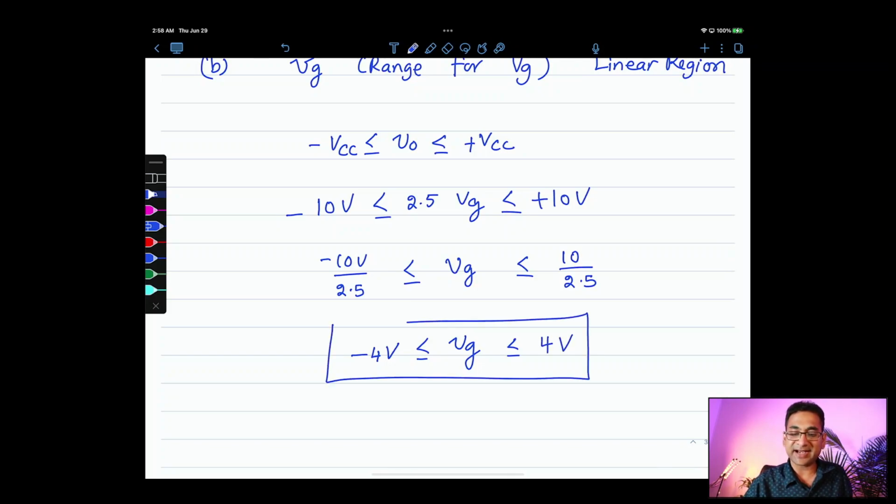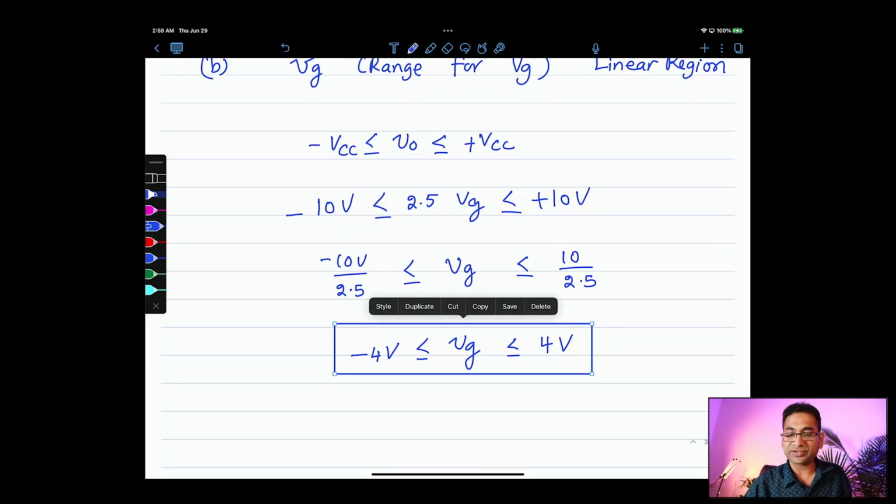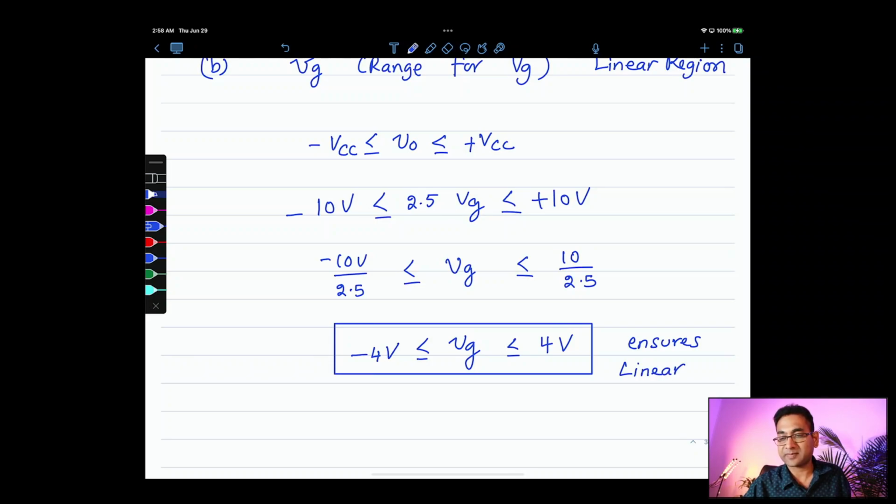As long as this condition is satisfied, the op amp is going to be in the linear region of operation. Once your Vg value crosses these limits, that is when the op amp is going to saturate at the positive VCC or at the negative VCC.